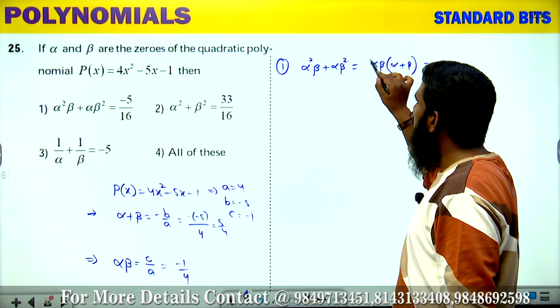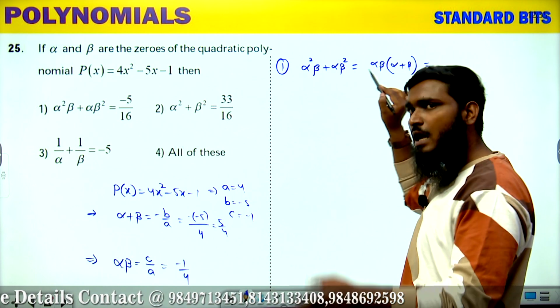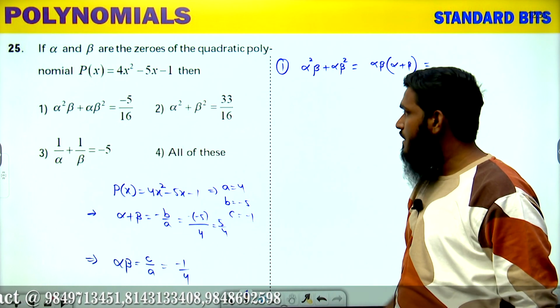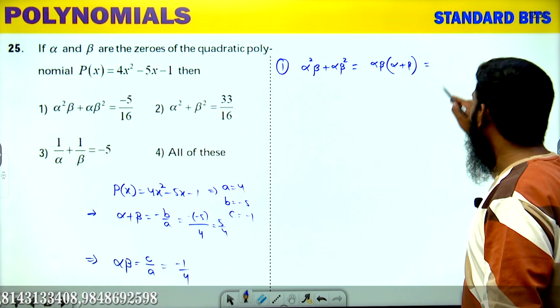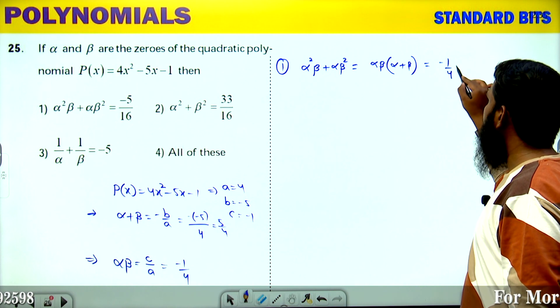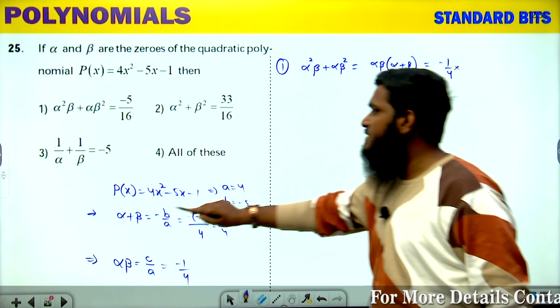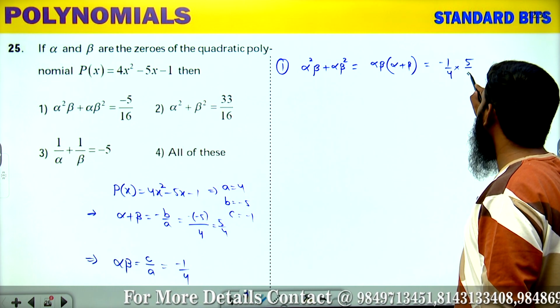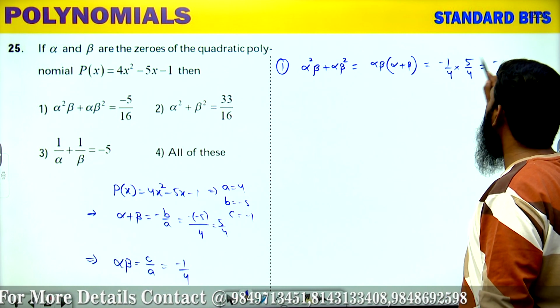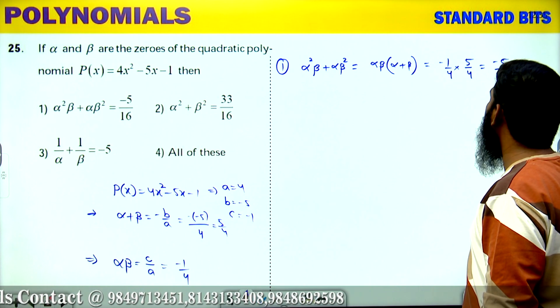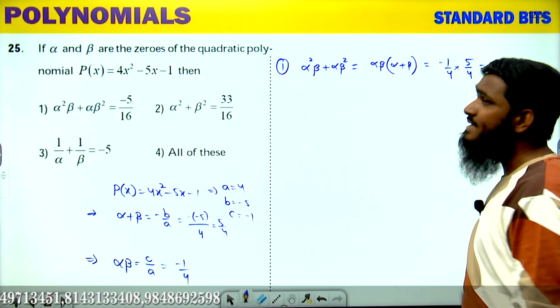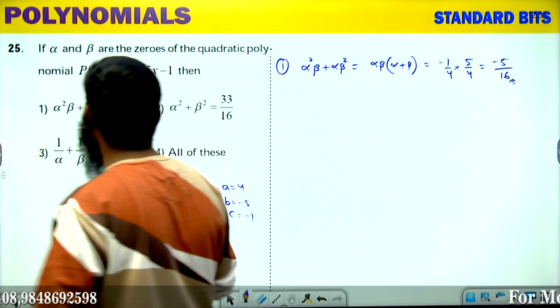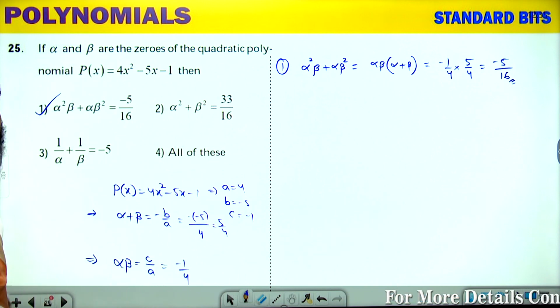It is equal to alpha into beta value times alpha plus beta value. Both the values we are having. What is alpha into beta value? Minus 1 by 4, into what is alpha plus beta value? Alpha plus beta is equal to 5 by 4. So we have taken 5 by 4, which is equal to minus 1 into 5, 4 into 4 is 16. So what is the answer we are getting? Minus 5 by 16, which means option 1 is correct.